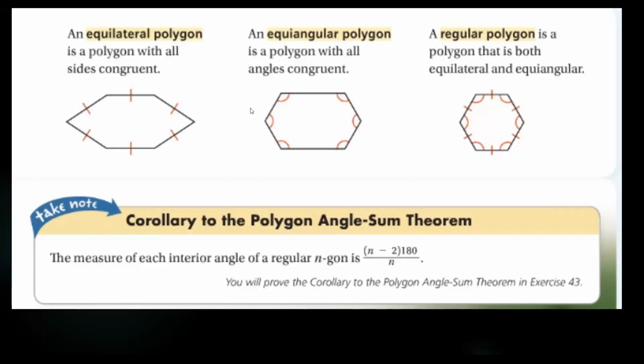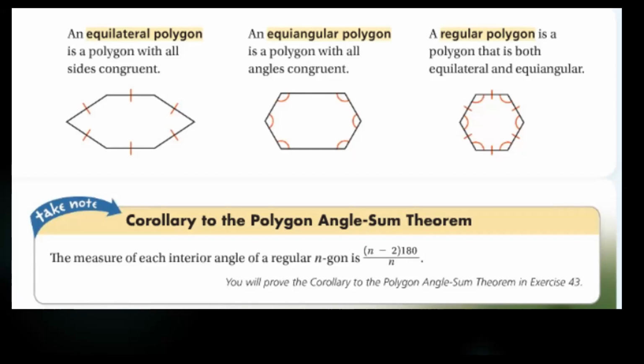So let's talk about the three types of polygon. The first one is an equilateral polygon, a polygon with all sides congruent. The second one is an equiangular polygon. From its name, it means equal angles. All the angles are congruent.